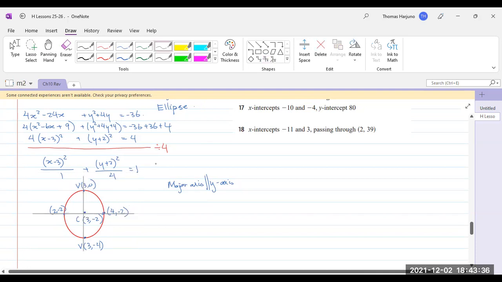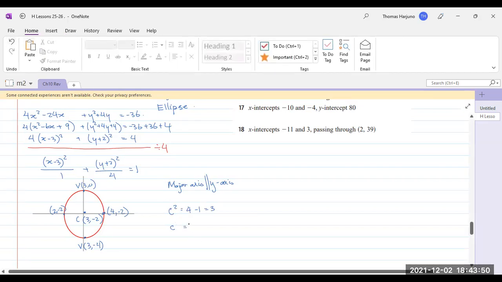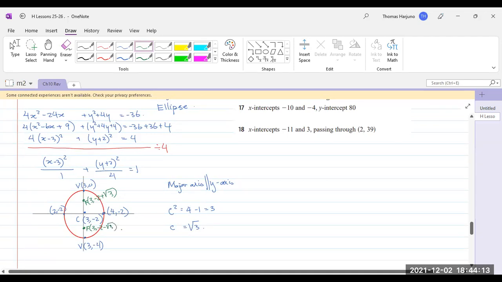And then for the foci, c squared equals 4 minus 1 equals 3. So c therefore equals the square root of 3. So the focus will be 3 comma negative 2 plus radical 3. That's one of the foci, and this is another one, 3 comma negative 2 minus radical 3.